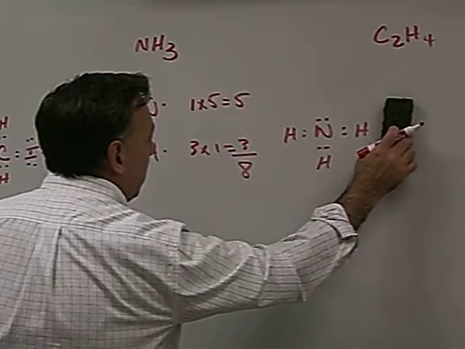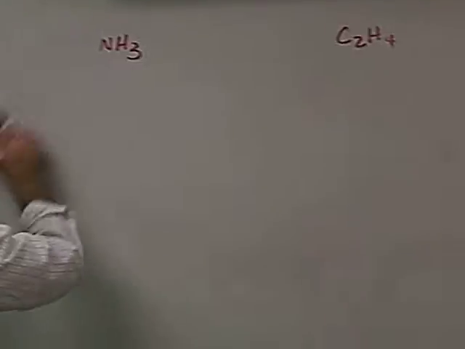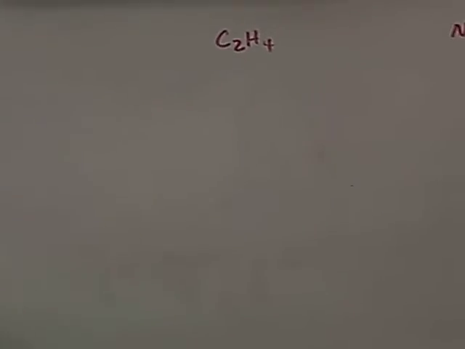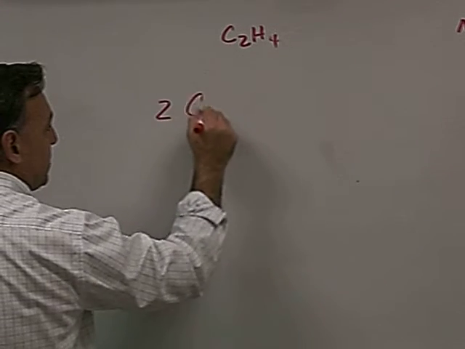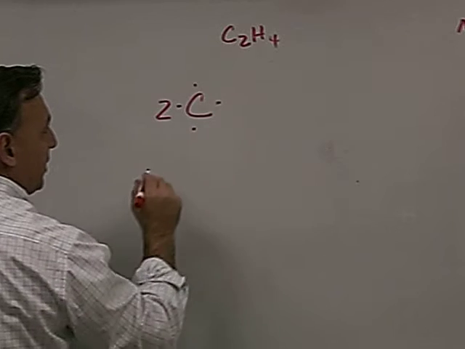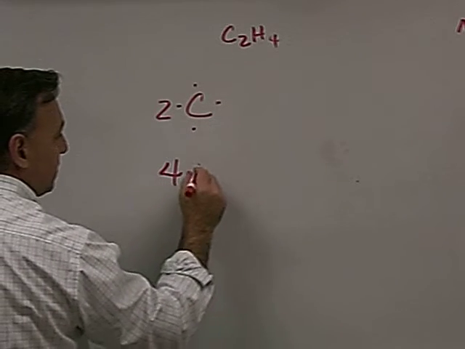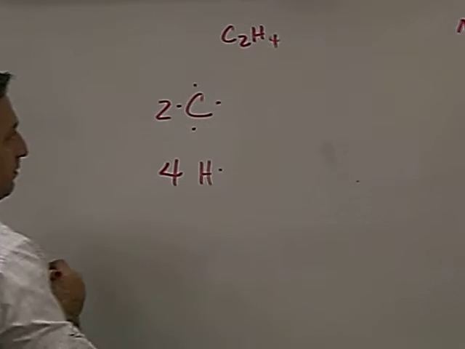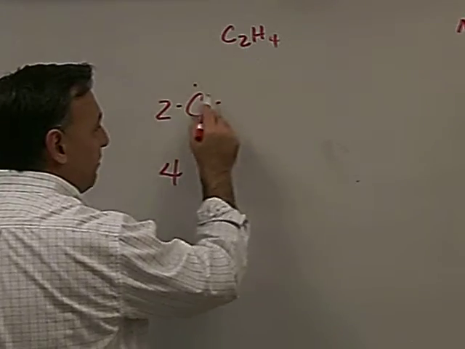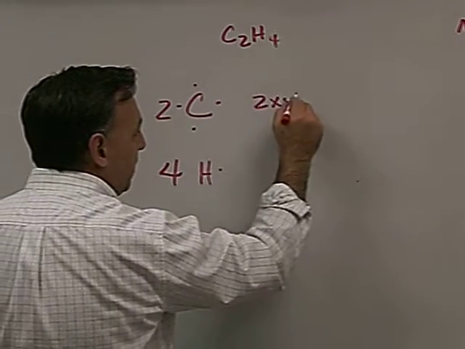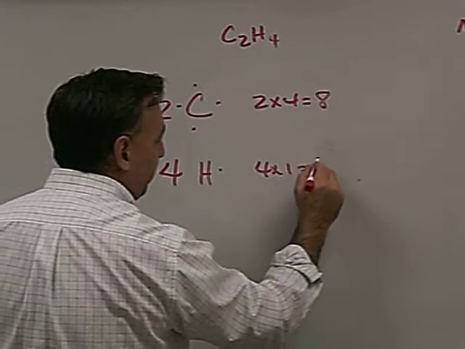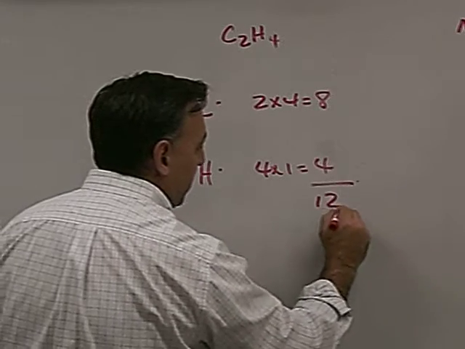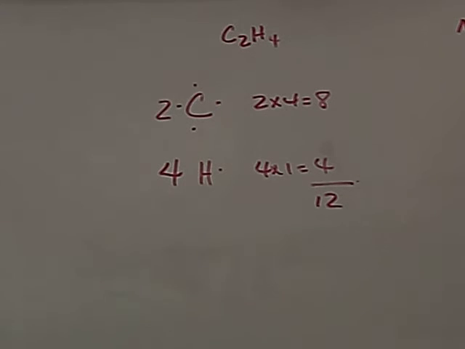I'm going to erase this now so I'll have a little bit more room for the next one. The next one is called ethylene. Ethylene has 2 carbons and 4 hydrogens. Each carbon has a valence of 4 electrons, and each hydrogen has a valence of 1, but there are 4 of them. So I'll add up valence electrons. I have 2 times 4, that's a total of 8 valence electrons. 4 times 1, that's a total of 4 valence electrons. When I add those up, I have 12 valence electrons. So 12 valence electrons are distributed over this structure.